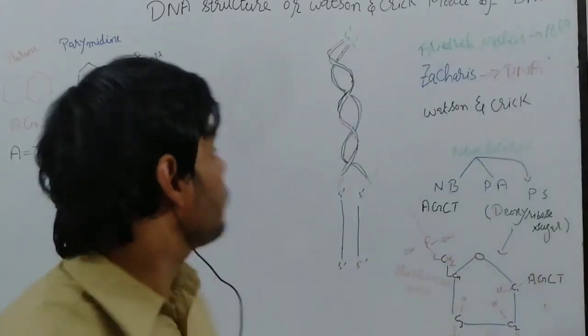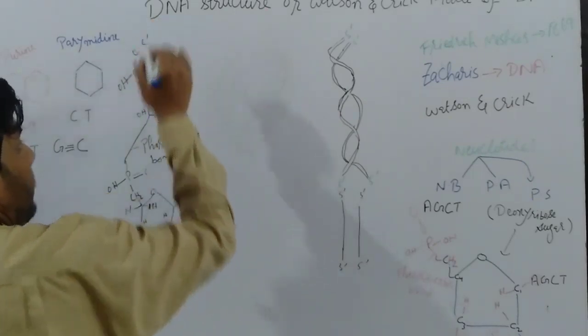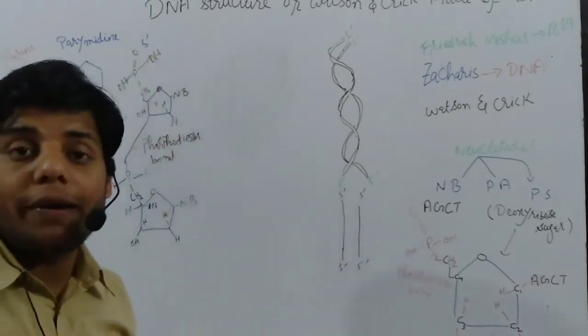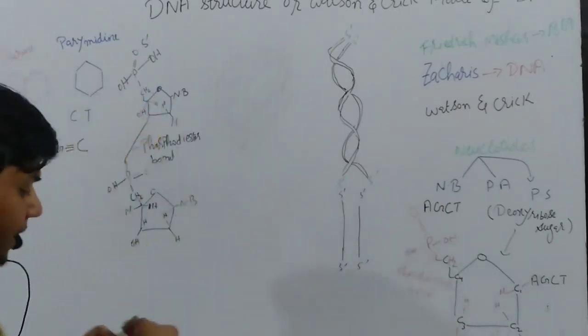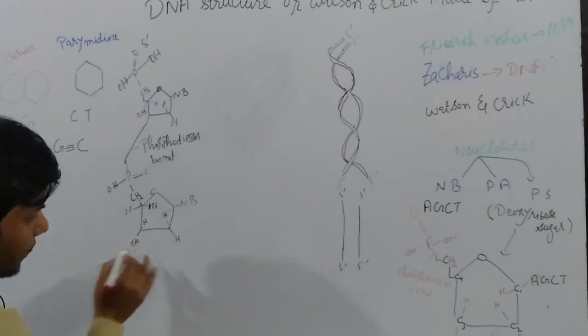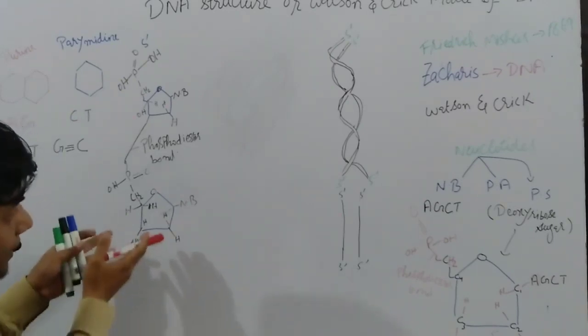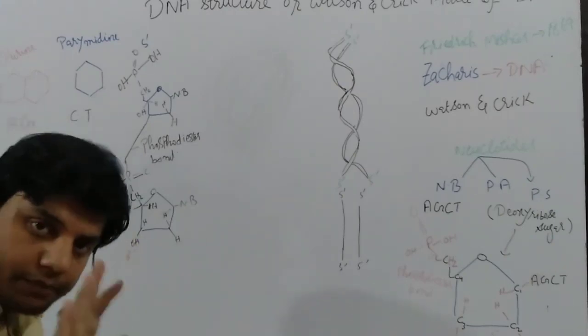This area, as you are watching, is the 5 prime, which means the phosphate group will be connected at carbon number 5. That's why we call that 5 prime. This area is carbon number 3, so we call that 3 prime. Okay, this one is the 3 prime because here is the carbon number 3.